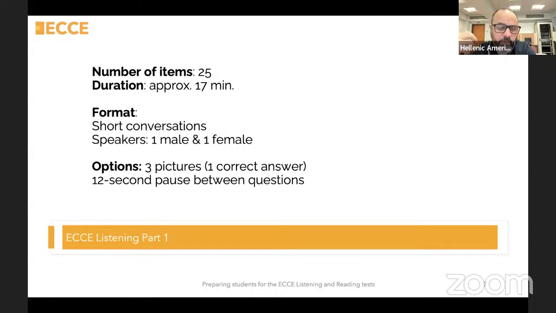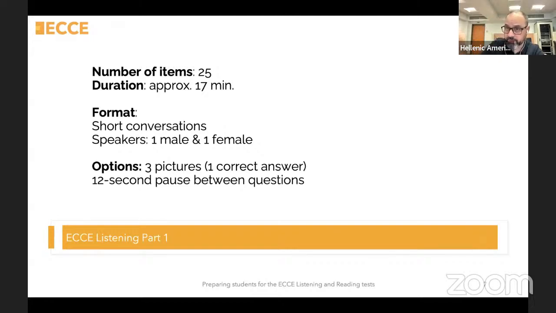And they're not actually talking to us, the listeners. They are talking to each other, but somehow we're present, and that's why we can listen to what they're saying. Maybe we are in the same space. There will be three options, and there's always one correct answer out of those three options. And of course, there will be 12 seconds between the different questions, to give time to the test takers to mark their answers on the separate answer sheet.